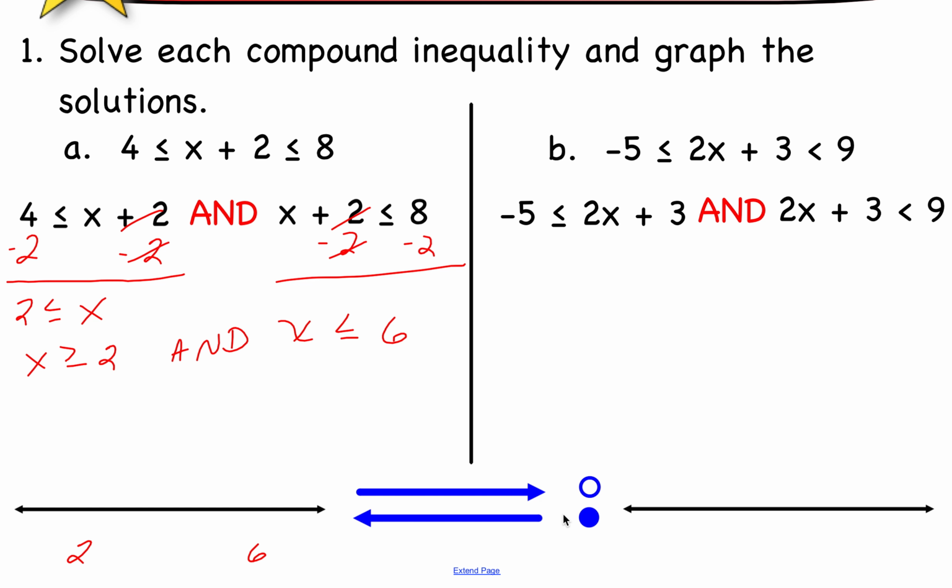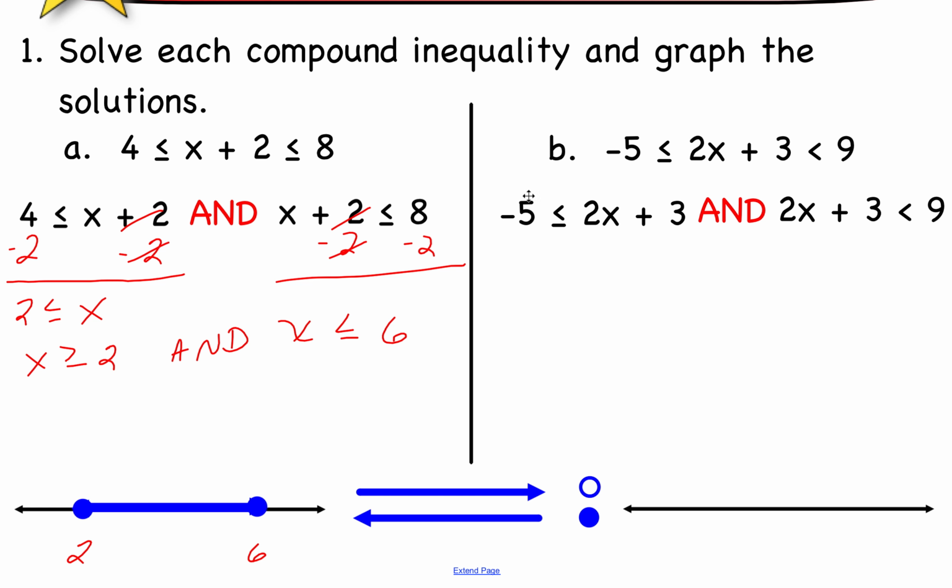X greater than or equal to 2 would be a solid dot, and that's going to go to the right, greater than or equal to 2. And then we have x less than or equal to 6, which will be a solid dot on 6, and it will go to the left. So we will end up with the solution being just all the values in between 2 and 6.